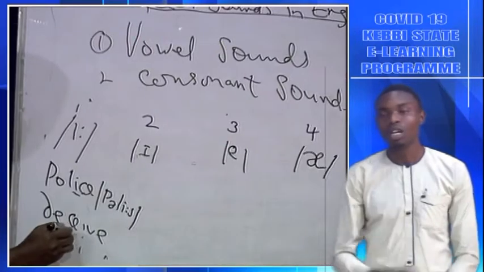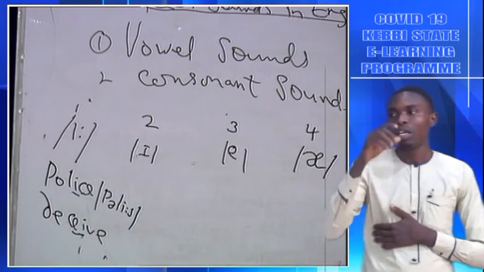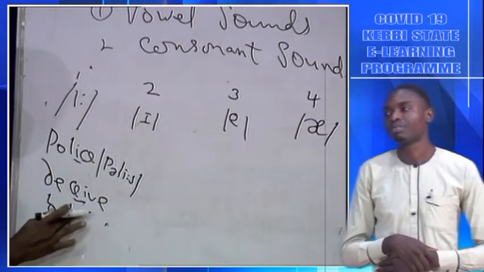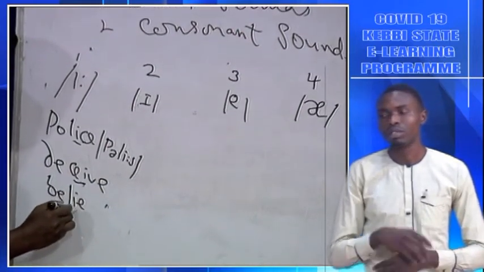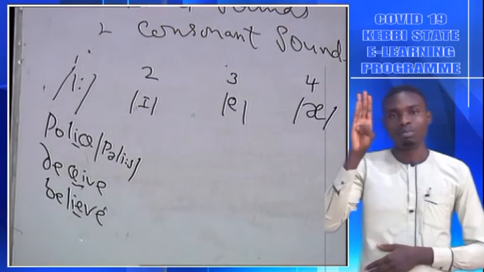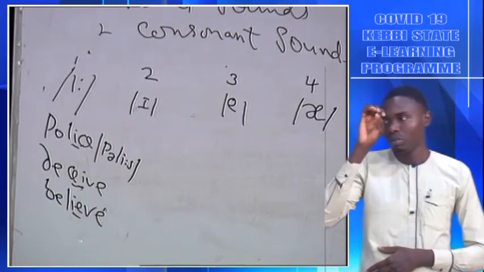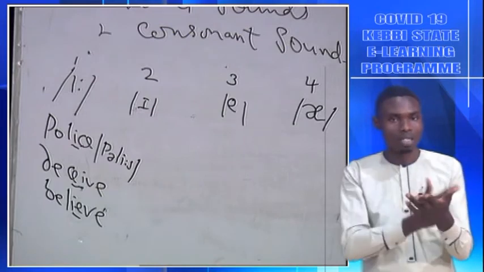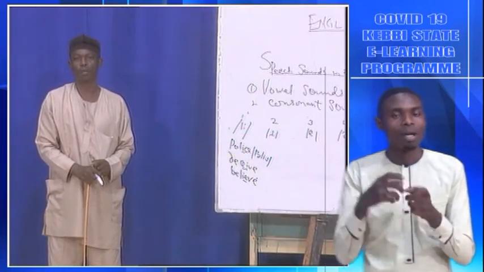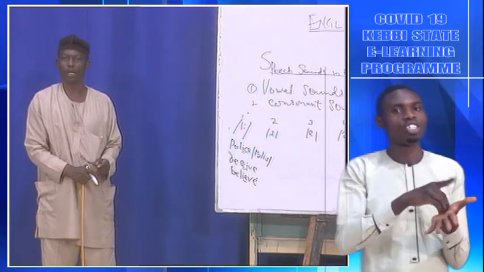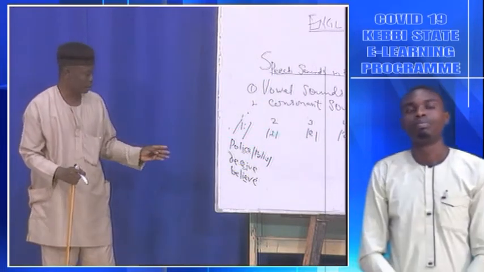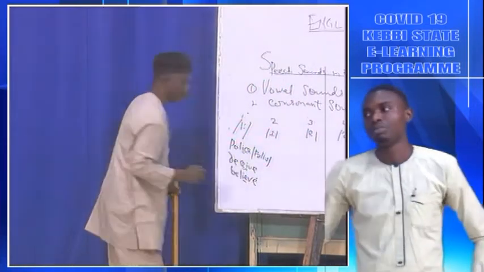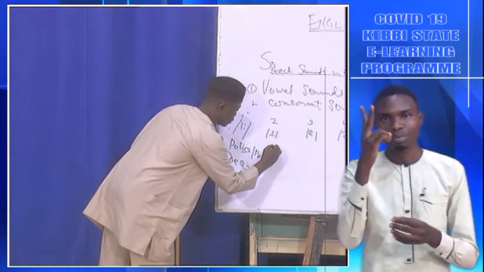We have also deceive. EI, as what? As our number 1 sound. Then believe. IE. Believe. Several examples of this are in your dictionary. And next lesson, when we are together, please make sure you have either your Oxford, Longman, Cambridge, or Macmillan Advanced Dictionary. You will see copious examples of this sound. Then we go to vowel number 2, which is a short sound. Say this.